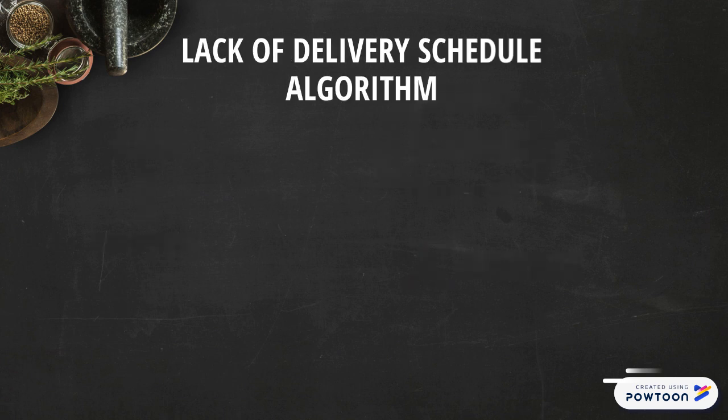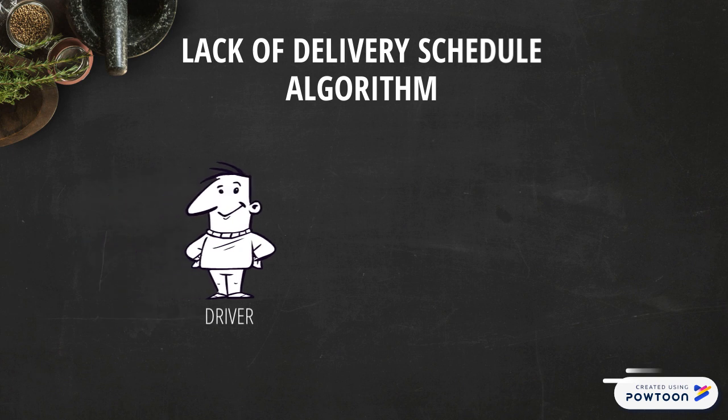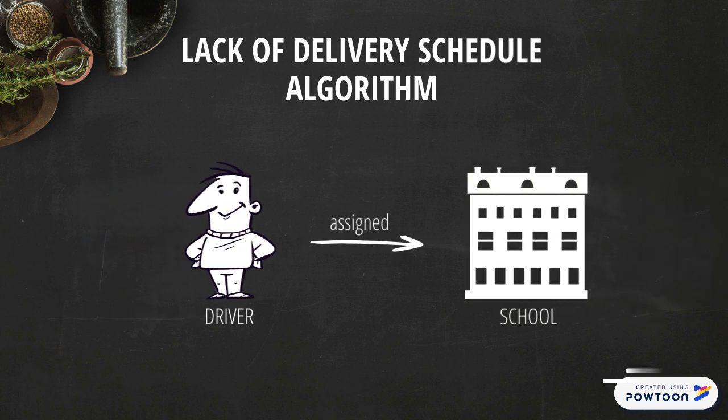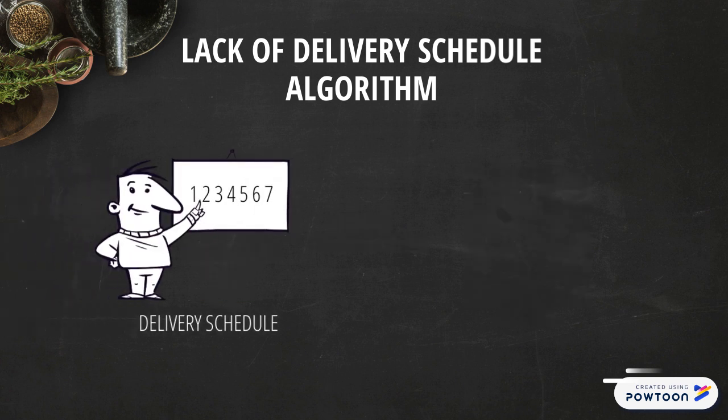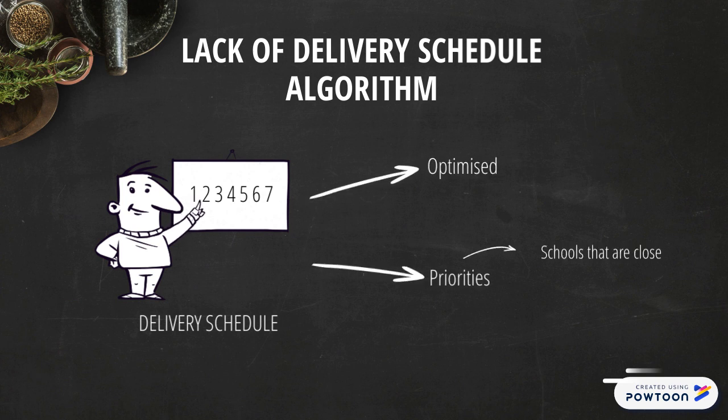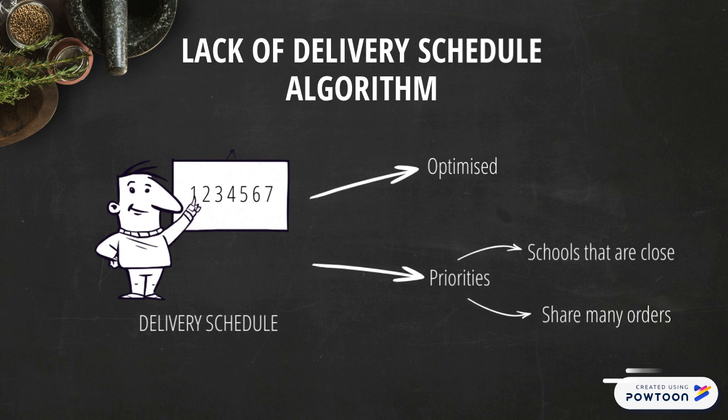Finally, it was assumed that one driver would be exclusively assigned to a school. This was done to make the project computationally simple and efficient. However, in the web development project, it was assumed the schedule would be optimized and schools that are close together and share many meal orders are prioritized.